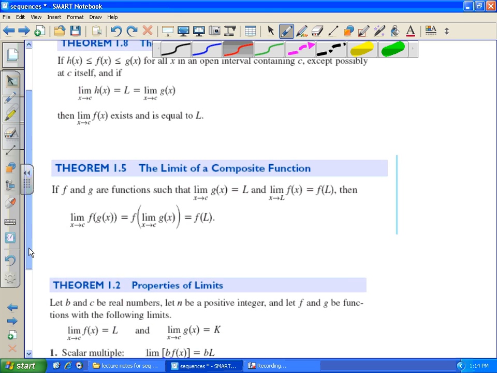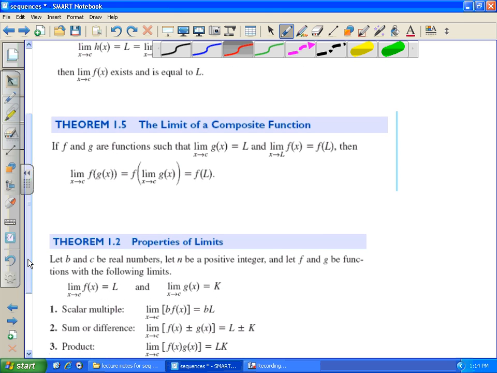Okay, let's look at the other theorem. This one has to do with compositions of functions. Say you have f of g of x. If you look at your group activity, there's a ton of examples like this. Say you have the square root of, let's say, n over n plus 1, something like this. And say we're going to take a limit of this as n goes to infinity.